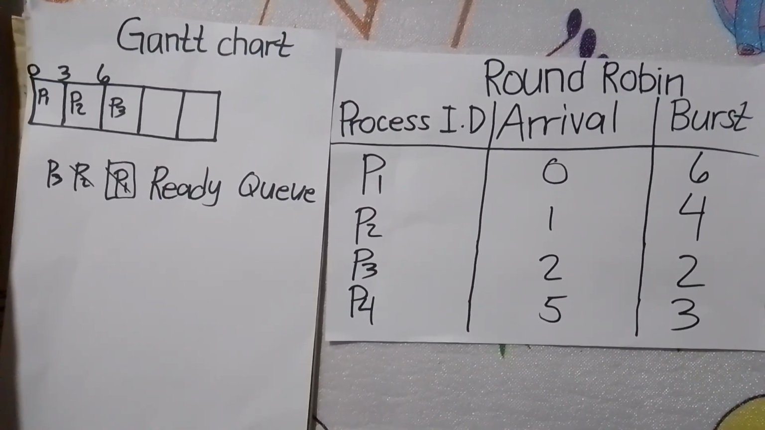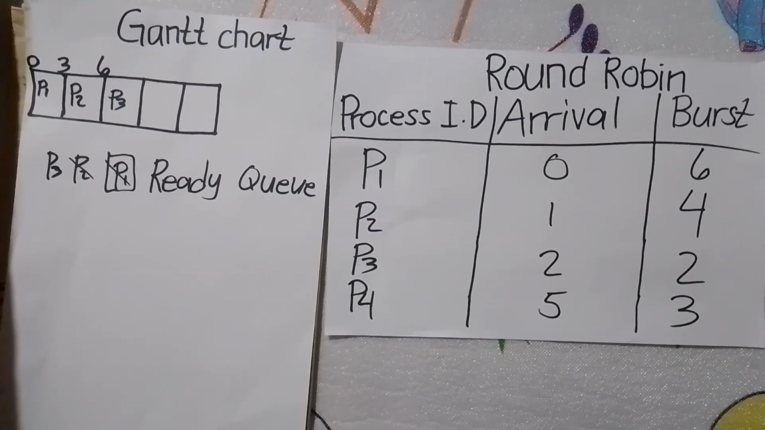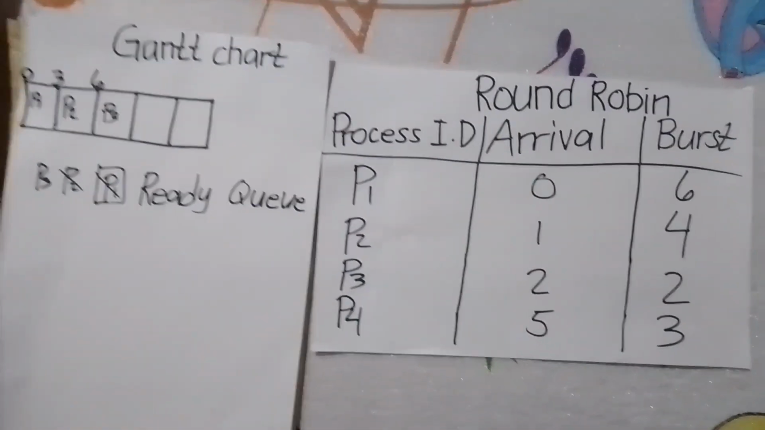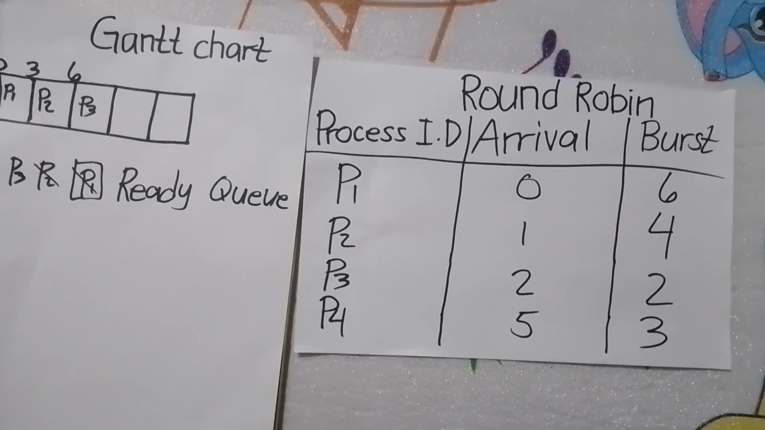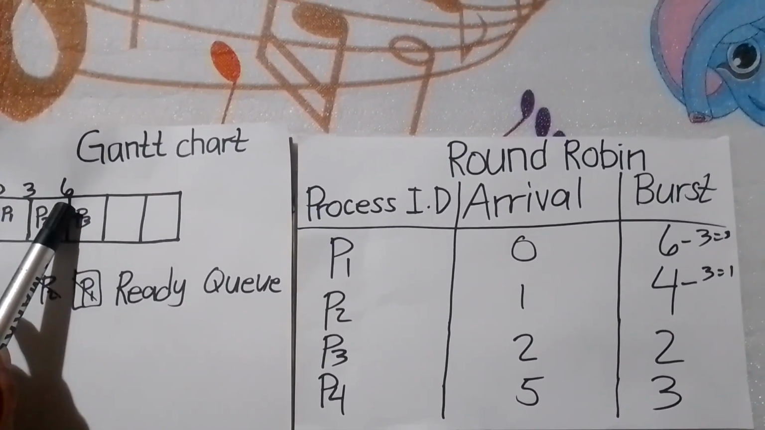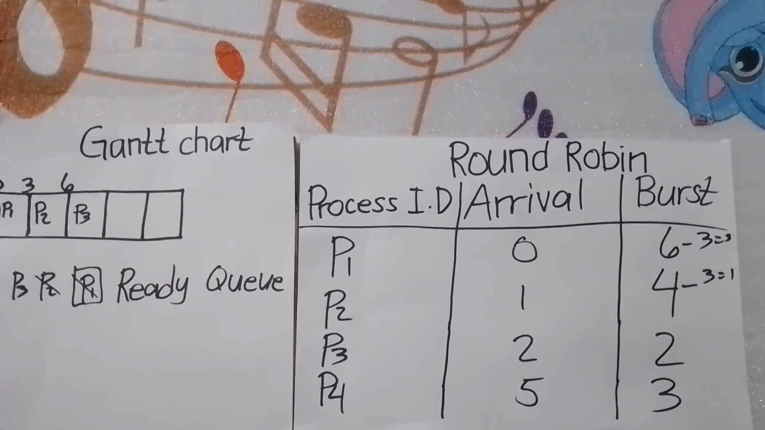P3 is also ready to execute in the Gantt chart. So 6 plus 2 is equal to 8.